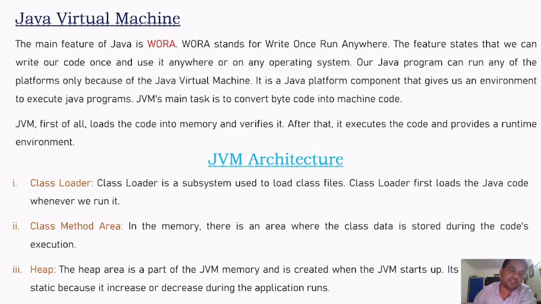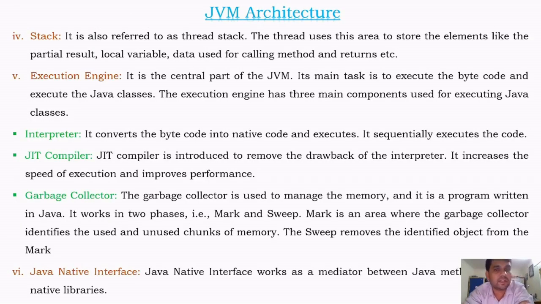So in the JVM architecture, we got to know the class loader, a subsystem used to load the class file; the class method area, where the data is stored during the code's execution; the heap, where the memory size increases and decreases; then the stack, where the local variables, the methods, and the partial results are stored. Then comes the execution engine, which is the significant part of JVM architecture. The execution engine has the interpreter, JIT compiler, and garbage collector. Garbage collector has two things: mark and sweep. Then comes Java native interface.